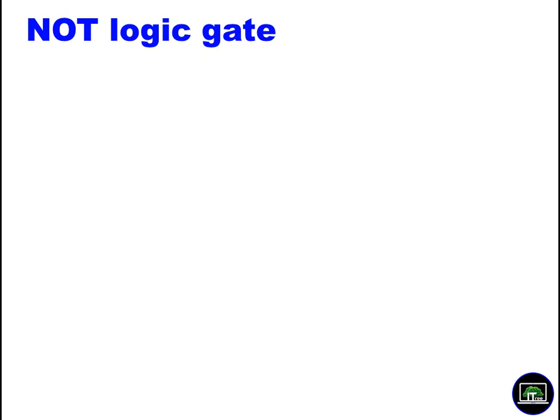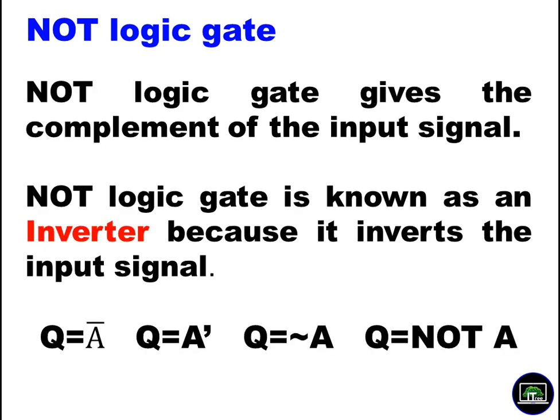How about the NOT gate? The NOT logic gate gives the complement of the input signal. The NOT logic gate is known as the inverter because it inverts the input signal. It gets the other way around. So simply, the NOT gate we call an inverter.